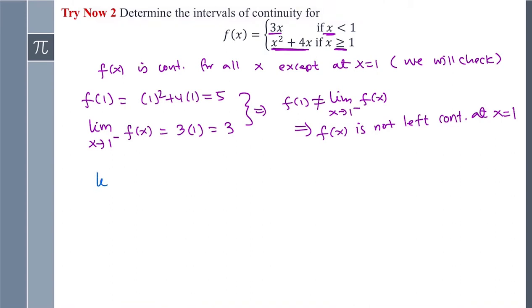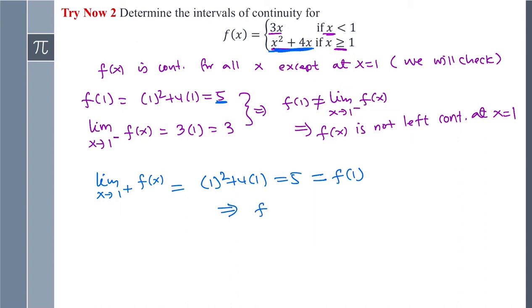Now let's go ahead and check if it is right continuous at x equals 1. So let's find the limit as x approaches 1 from the right of f of x. When x approaches 1 from the right, we have to use the second piece of the function. So 1 squared plus 4 times 1, which is 5. And that equals the value of the function at 1, which is 5. That means this implies that f of x is right continuous at x equals 1.